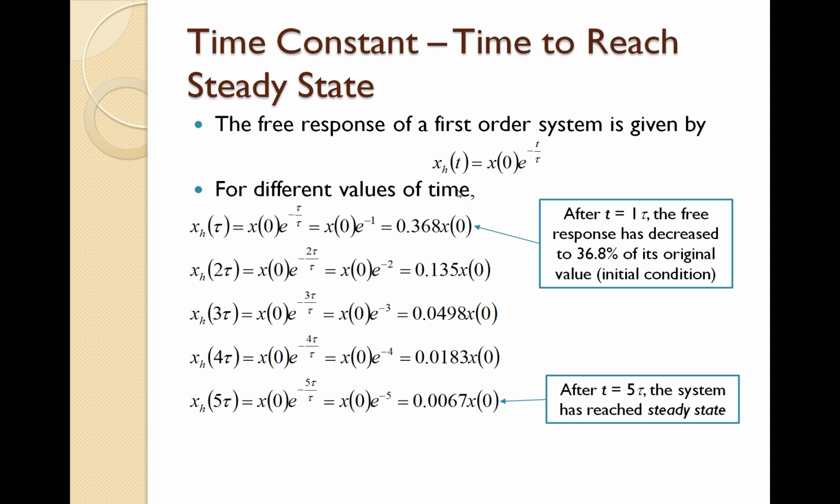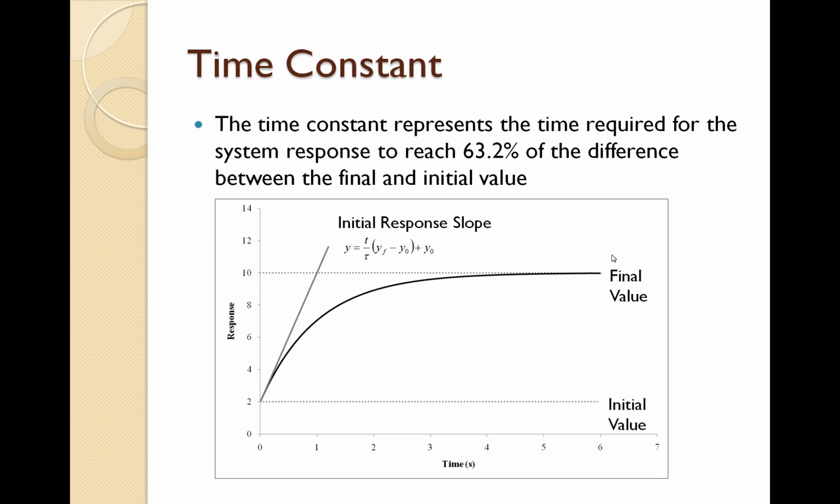Now you'll see in other fields, sometimes they'll consider steady state to be close enough to be 5% away. And other times you may see larger values of steady state definition. But it takes 5 time constants for steady state to be reached by most definitions. Okay, and again, one time constant is the time that it takes for the free response of the system to decrease by 36.8% of its original value. All right, so let's look at that graphically and what that means.